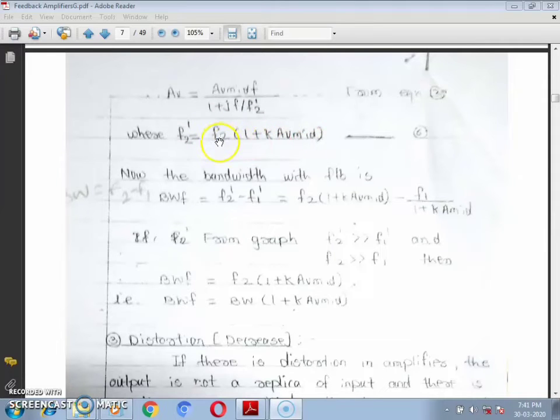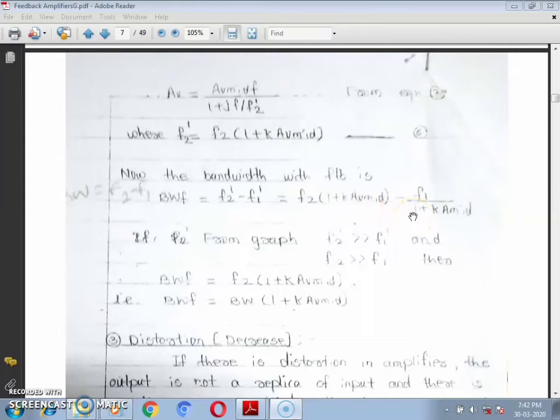where F2 is the upper 3 dB frequency of a basic amplifier. Now the bandwidth of a feedback network, the bandwidth with feedback, is given as BWF, written as F2 dash minus F1 dash. By plugging in the values of F2 dash and F1 dash, we have F2 times (1 plus KAV) minus F1 divided by (1 plus KAV).